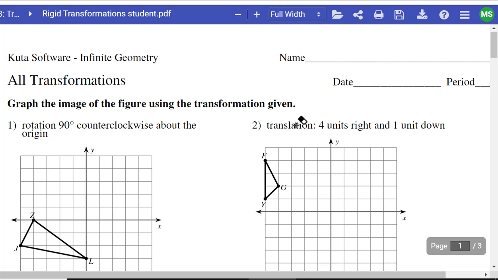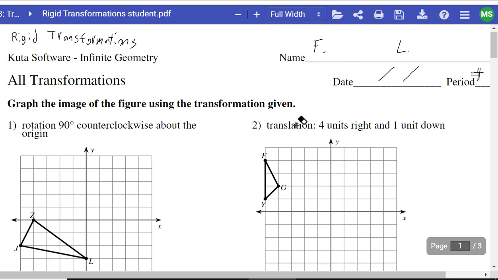More specifically, we're going to be talking about rigid transformations. So let's write that in. Rigid transformations. Make sure you put your first and last name at the top, as well as your date and your period.